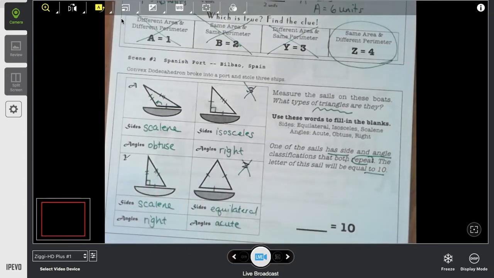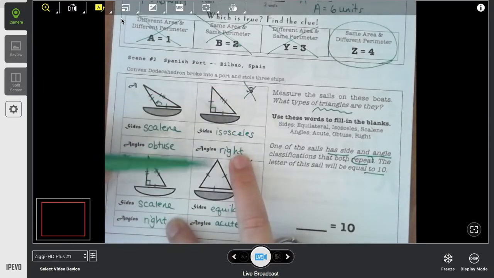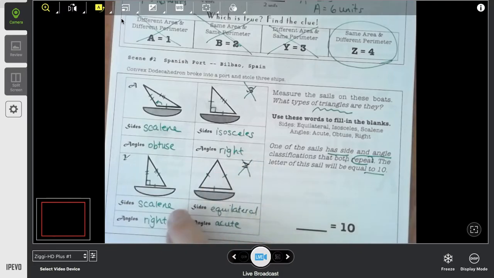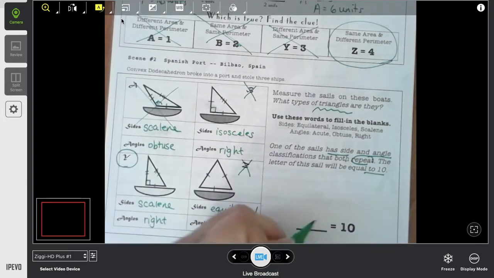The only one that repeats is right. And since we've already eliminated the isosceles and the equilateral, the scalene right repeats with this scalene and this right. This is the only one that matches that qualification. So y is equal to 10.